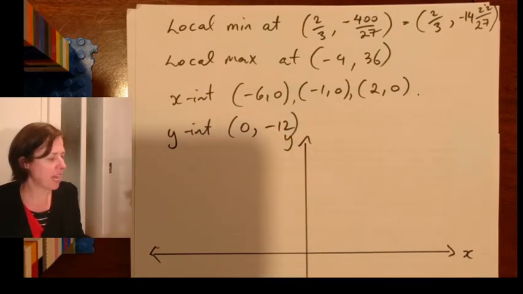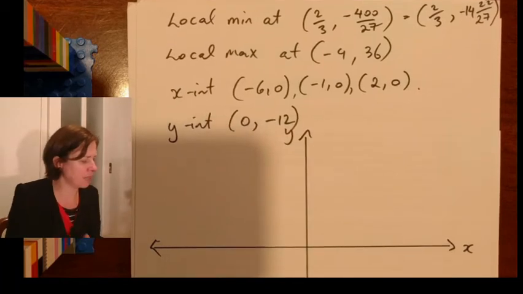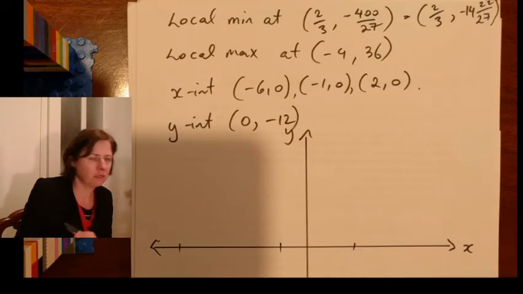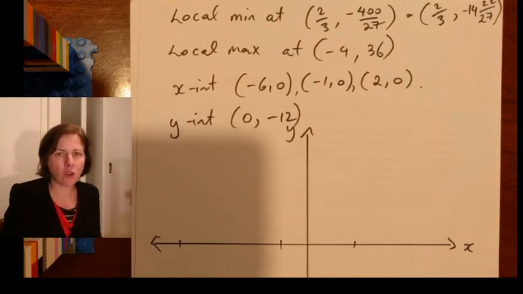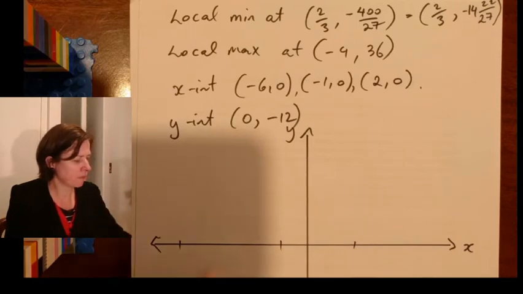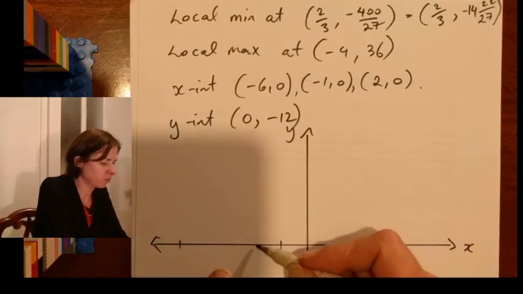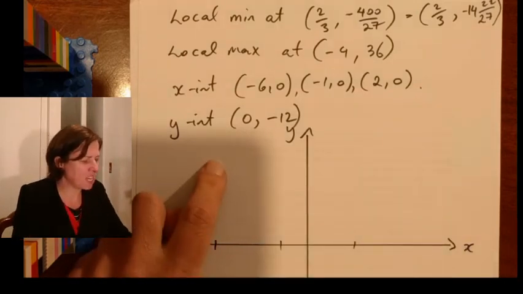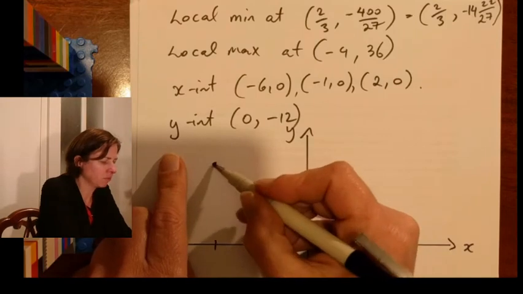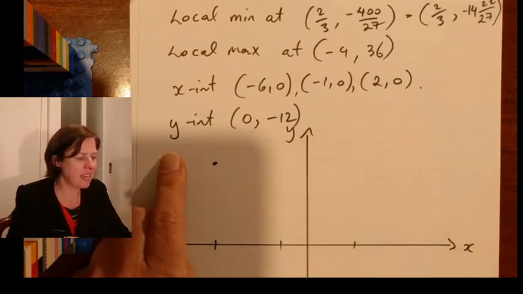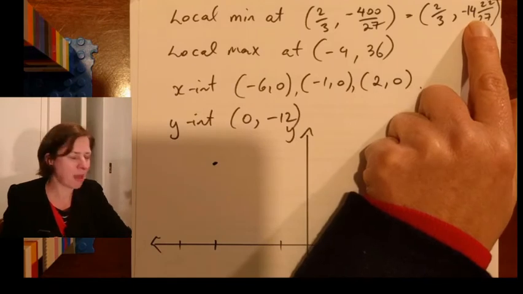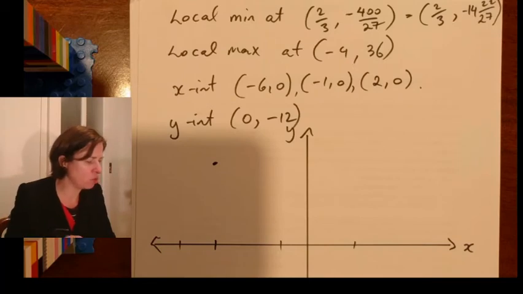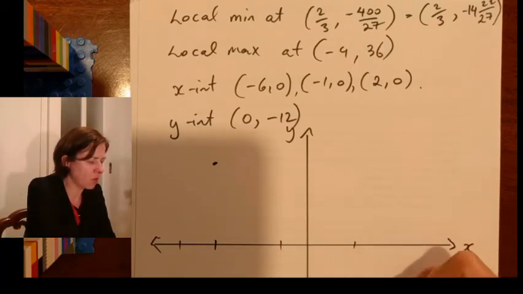So I'm going to have a local, no, let's look at x-intercepts first, at -6, at -1, and at 2. This is a rough sketch, okay? Then I'm going to have a maximum at -4. It's about there, somewhere here. It's going to be at 36. Let's put it in. So I know that that's 36. -14 for my local minimum has to be a lot closer to 0 than that. So I'm going to pop it in. It's going to be at 2/3. This is 2, so 2/3 will be somewhere here.